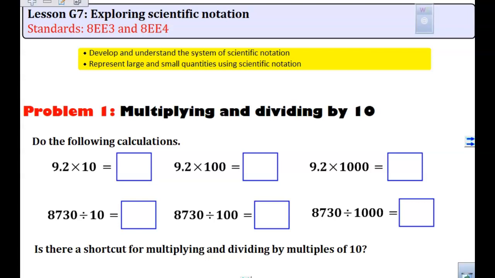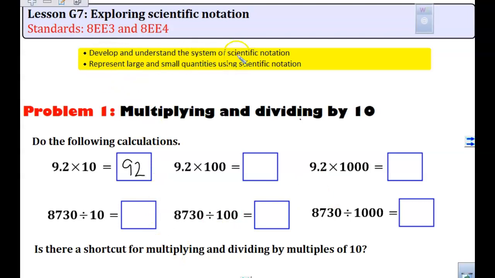Now, I would like you really quickly to do these calculations that you are looking at. 9.2 times 10 times 100 times 1,000. 8,730 divided by 10, divided by 100, divided by 1,000, and give me those answers. As we look at scientific notation, as I'm talking, you're going to do those right now. Start writing your answers. Like the first one, pretty easy. It's what? 92. Keep going. Do the rest of them, please.